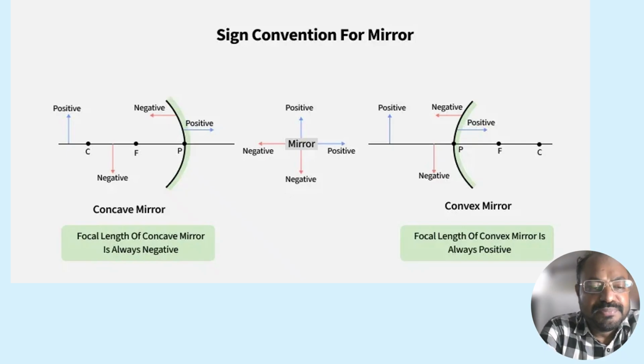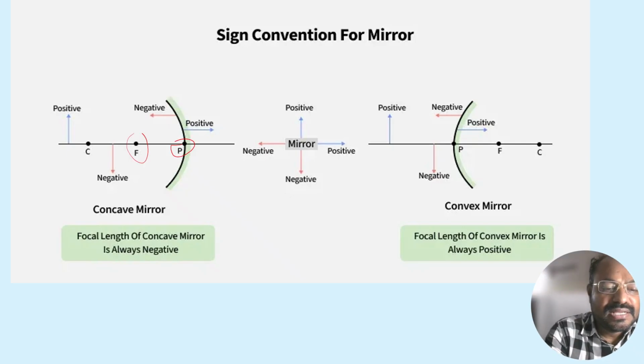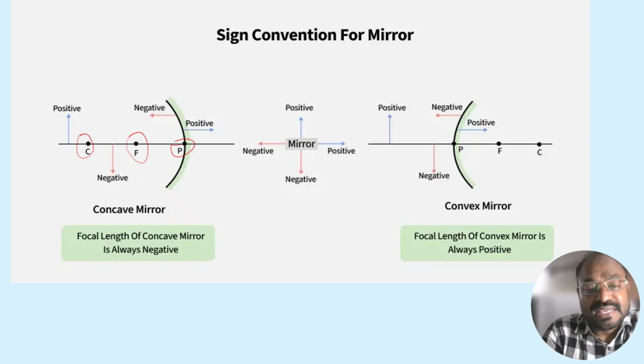As usual, we will be marking the pole of the mirror P, principal focus F, and center of curvature C. Similarly, we will be marking the pole of the mirror, principal focus, and center of curvature for the convex mirror. And here it is going to be very interesting. You can see the blue color rays and the lines joining the blue color are all positive, and in the red color it is going to be negative.